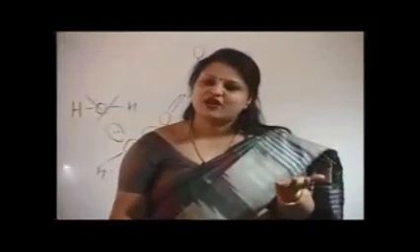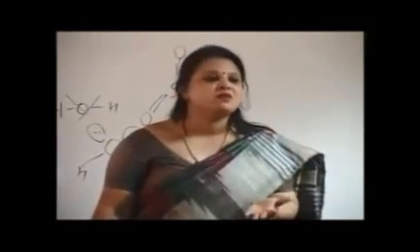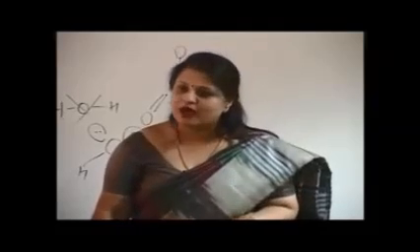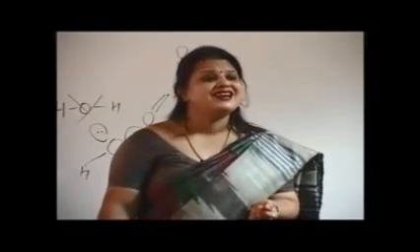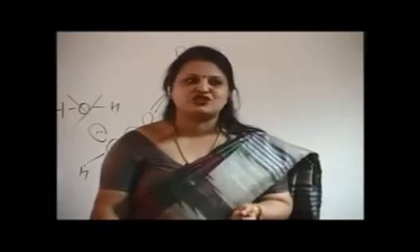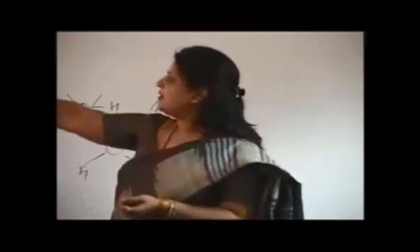Then CH4 is tetrahedral, not square planar. This we have already discussed. It is tetrahedral because to have minimum repulsions, the bond angle is 109.5 degrees. Had it been square, the bond angle would have been 90 degrees, and hence repulsions would have been high.